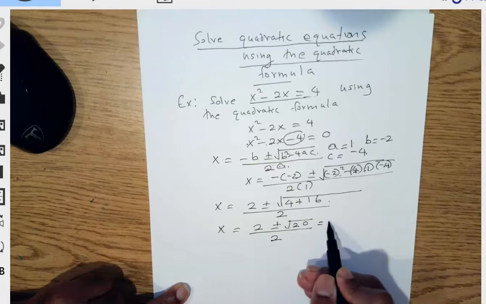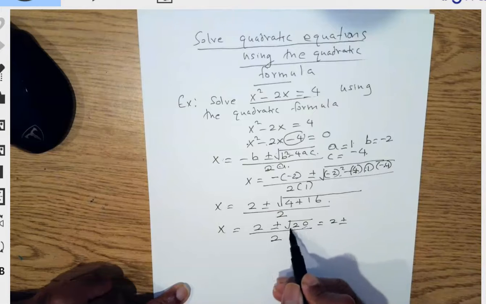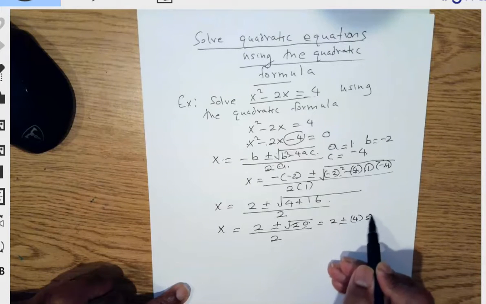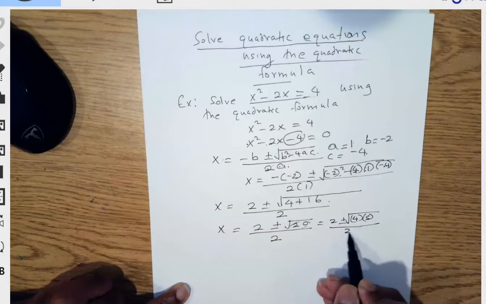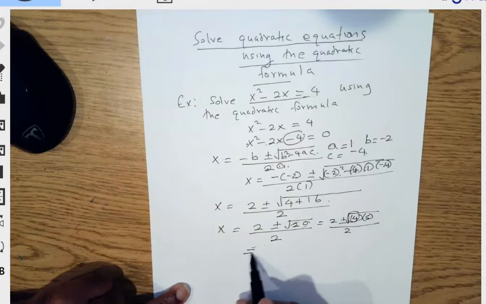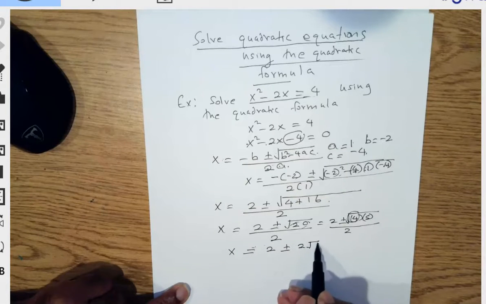But we want to simplify the square root of 20 so that it looks nicer. So we can actually write the square root of 20 as the square root of 4 times 5. Why did I do that? Then I can take out the square root of 4 and write it as 2. So I can write this as 2 plus or minus 2 square root 5, over 2.